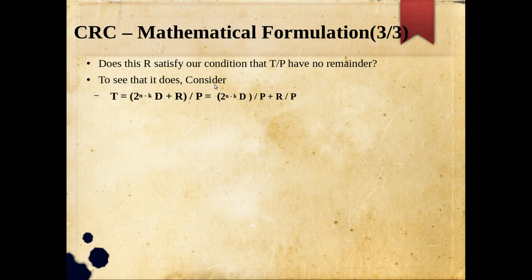Now tell me what is this 2 power n minus k into D by P. This is what happened at the sender side, right? When the sender divided the 2 power n minus k into D, or D appended with the n minus k zeros, with the special pattern, the sender got a quotient and a remainder, and this entire expression can be expressed like quotient plus R by P. So that is our equation 1.